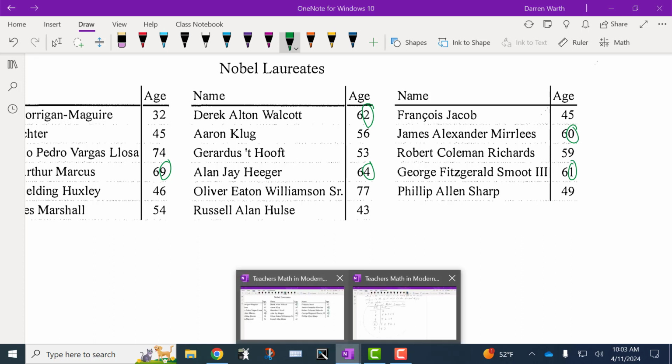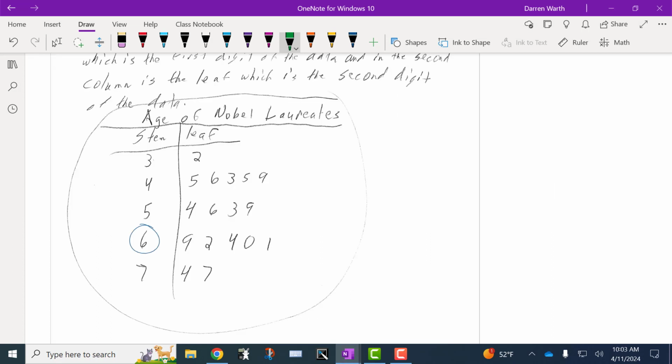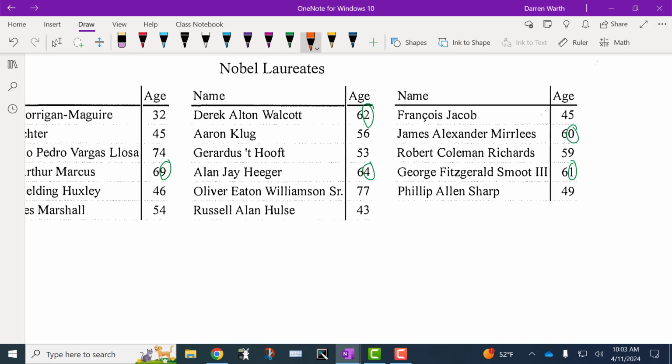And so then I just go back to my stem and leaf plot, and I'm just going to go ahead and jot that down next to 6. So notice there was a 9, a 2, a 4, a 0, and a 1. Okay, now the last thing I want to look at is my ages of 70. So now I just got to go back to my data and find what ages correlate to the 70. I'm just looking for those last digits that have a first digit of 7.